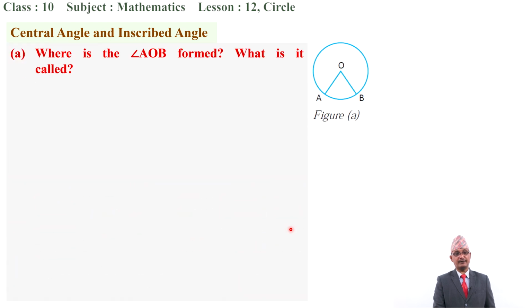And the question is, where is angle AOB formed? What is it called? Yes, you are correct. Angle AOB is formed at the center O. So angle AOB is called central angle, and it is called central angle AOB.